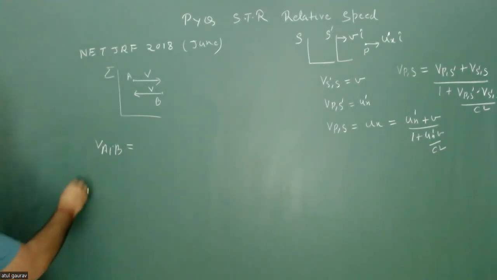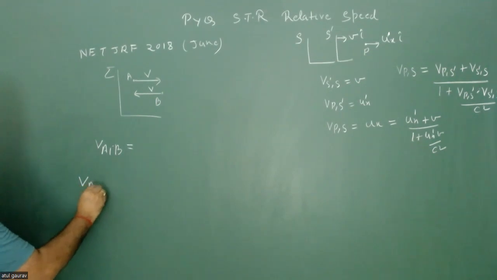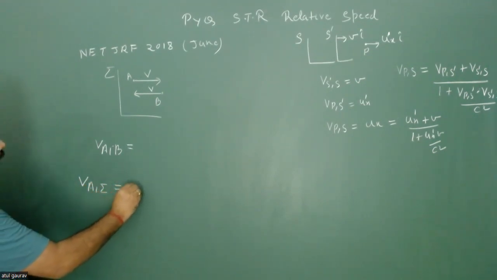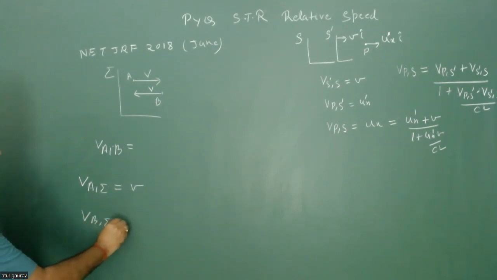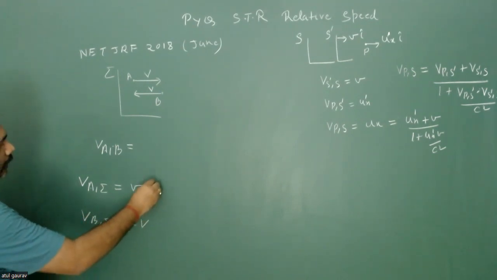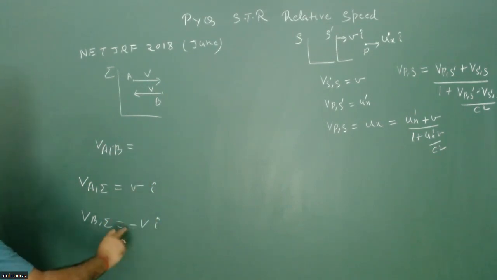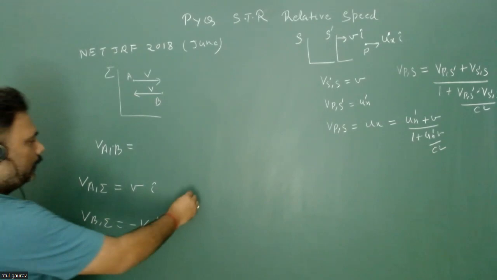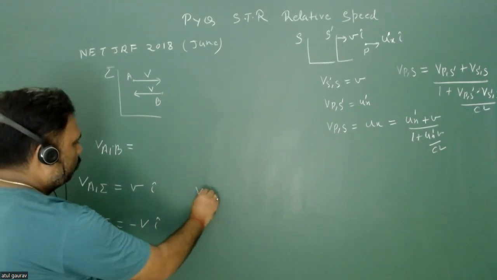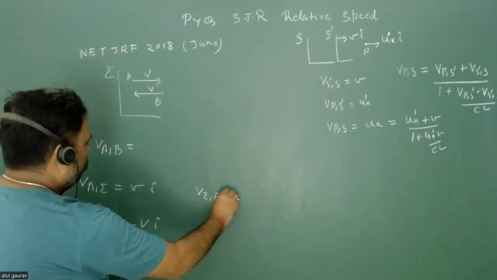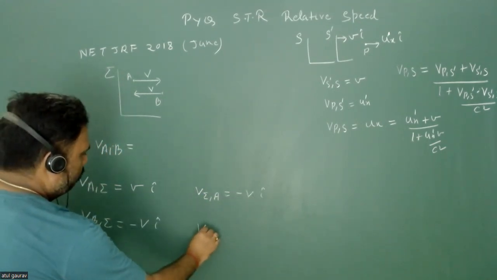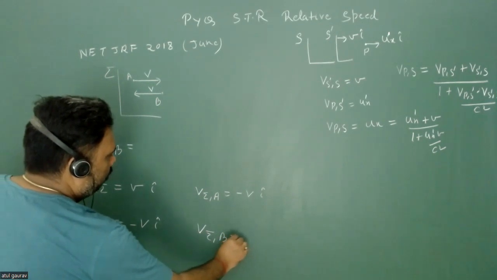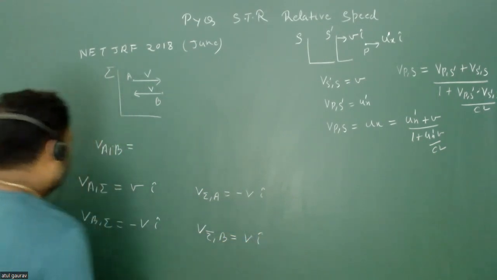First, it is given that the velocity of A with respect to sigma is, let's say, v, and the velocity of B with respect to sigma is minus v, in the i cap direction. Then obviously the velocity of sigma with respect to A is minus v in the i cap direction, and the velocity of sigma with respect to B is plus v in the i cap direction.